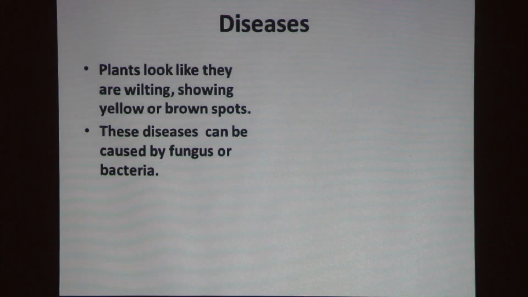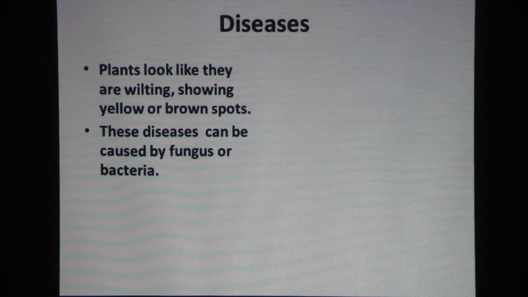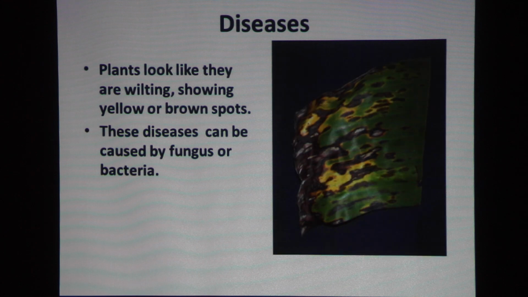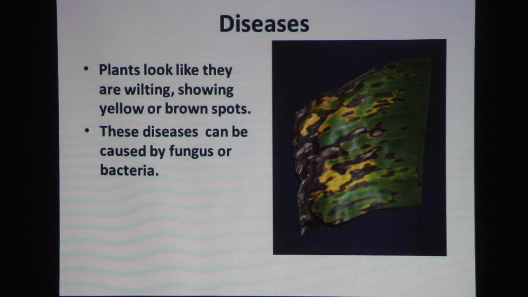Another thing is diseases. If plants have diseases, they look like they're wilting, sometimes showing yellow or brown spots. This can be caused by fungus or bacteria. This is a banana leaf, and this is a fungus.